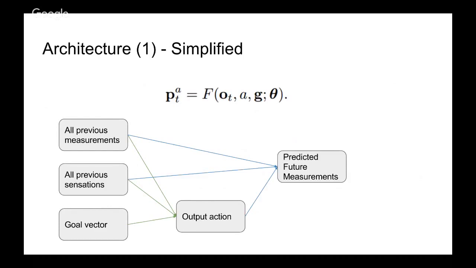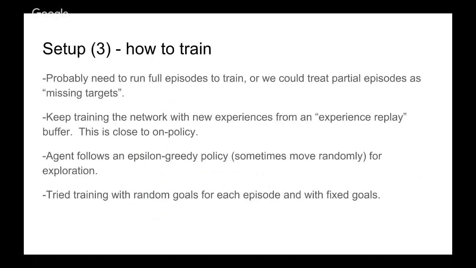Right. I have one question. So in the previous slide, in the second point, you say new experience from the experience replay buffer. This is close to on policy. Shouldn't it be off policy? Because the experiences are old now, right? And the policy probably has changed since then.